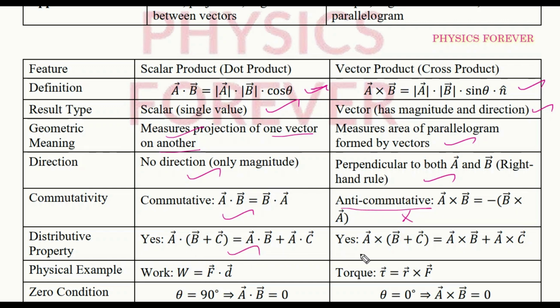Then both obey the distributive property. Okay, and physical example: work for scalar and torque for vector. So the zero condition: if theta is equal to 90, then the dot product A dot B will be 0. If theta is 0, then the cross product will be 0.